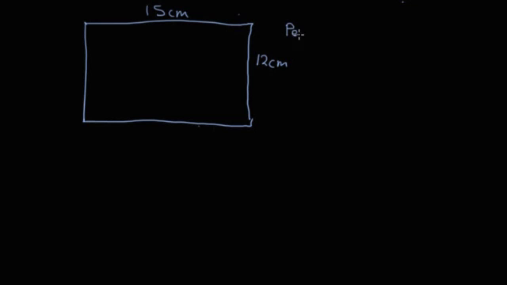And we know that the perimeter of this rectangle is going to be 15, add 12, add 15, add 12, which would be 54 centimetres. But as I've just said, life isn't perfect. Things are rarely exactly 15 centimetres or 12 centimetres or whatever length you may have measured it to be. There's always going to be inaccuracies in real life situations.